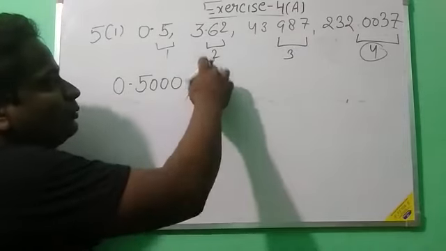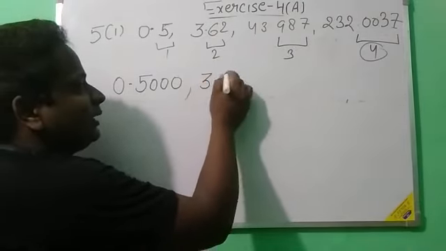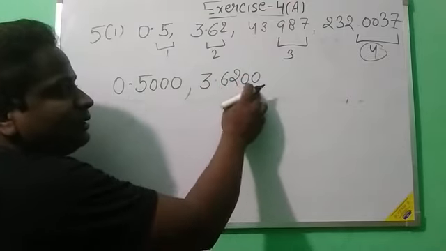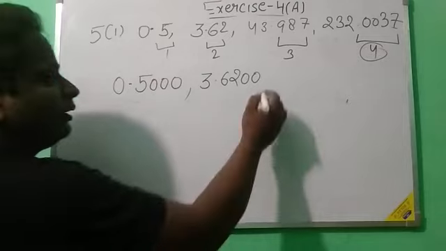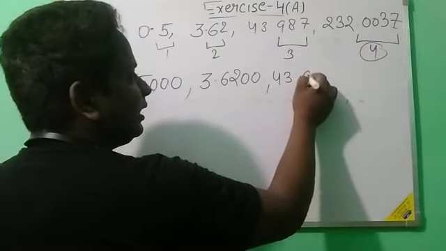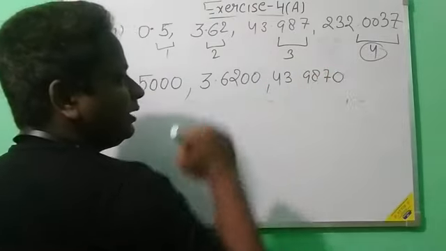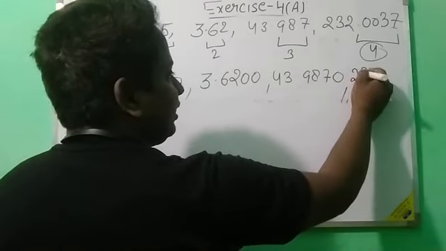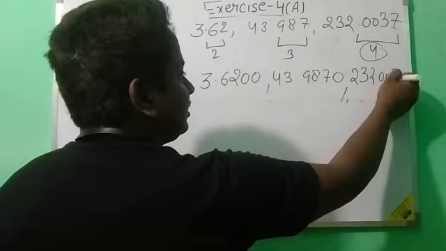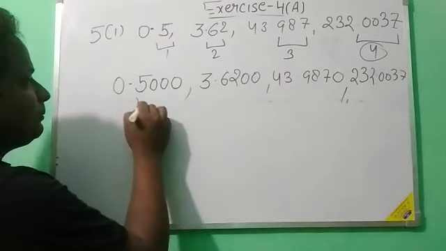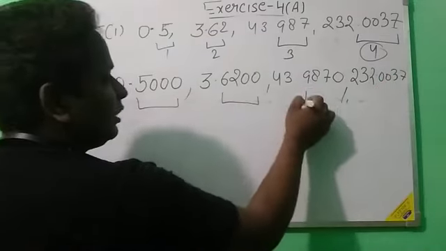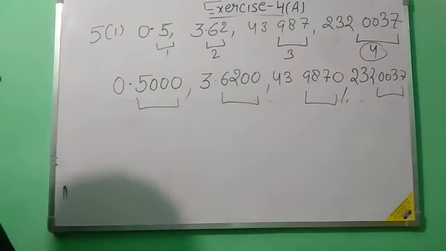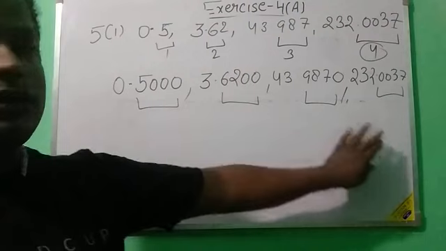नाउ हियर आई हैव 2 डेसिमल प्लेस, तो हम इसको क्या कर देंगे 3.6200. कितने हो गए 1 2 3 4. ओके. अगेन 43.9000, एक बढ़ा दिया, कितने हो गए 1 2 3 4 बराबर हो गए, और ये तो हमारे पास 4 ऑलरेडी है. So here I have 4 decimal place, here I also have 4, here I also have 4, and here I also have 4. So my question is solved. These numbers are now like fraction.